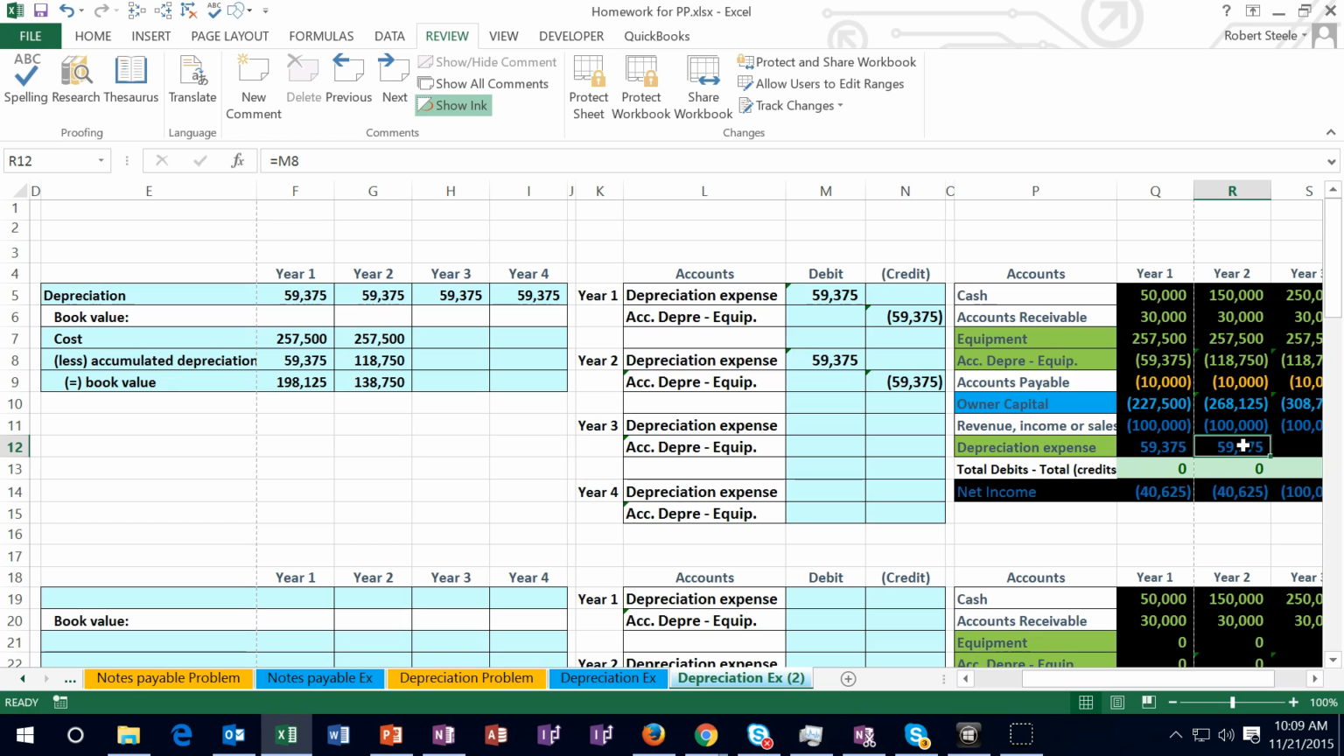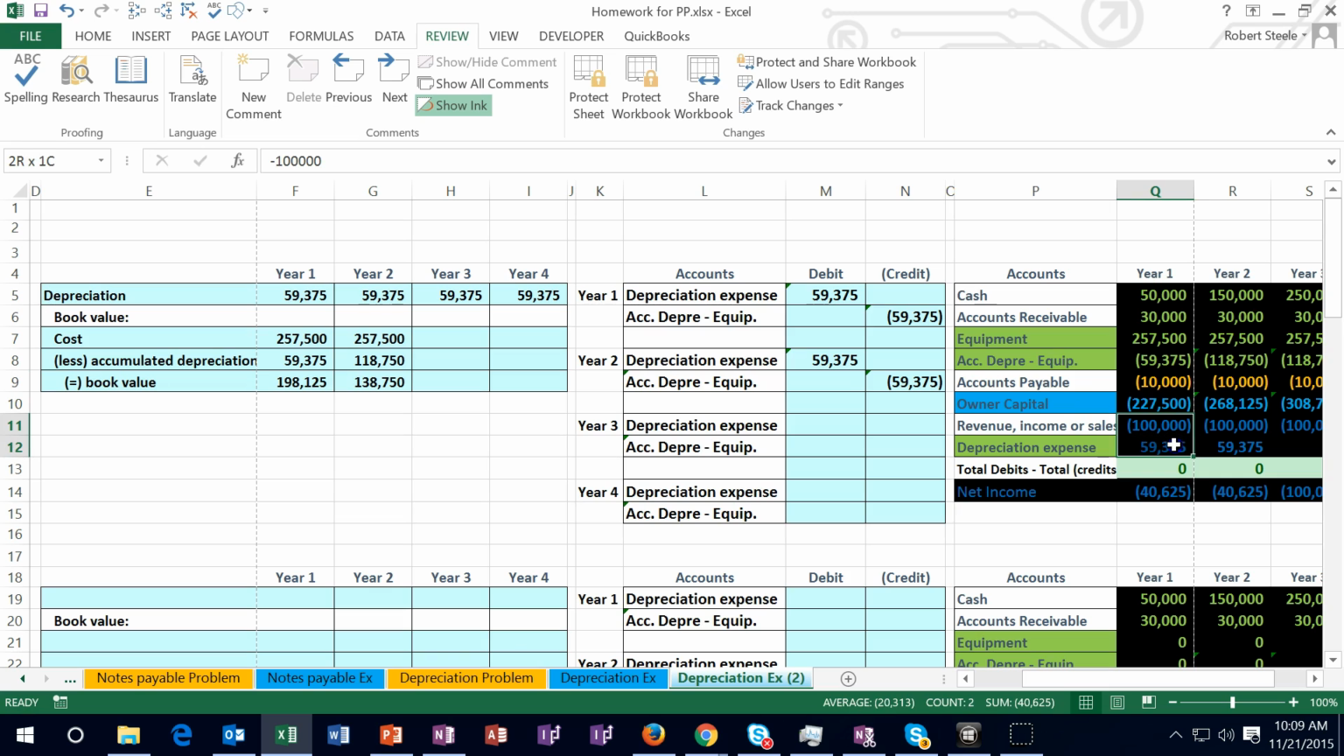So note what happens to net income. If we had the same sales for the two time periods, we would end up with the same net income. That is income. It's the 100 minus the 59,375. Note that the depreciation expense is the 59,375, but the accumulated depreciation is 118,750. And you might ask, well, how could that be if we're hitting these two accounts equally each time? Why aren't they the same? They should be equal and opposite, you would think. And the reason is because these are temporary accounts, remember.